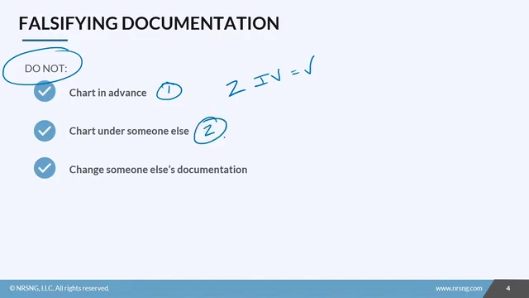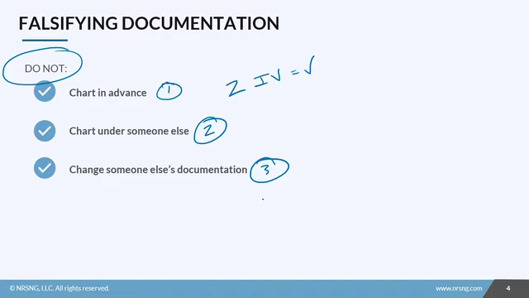The second thing that we're going to look at is charting under somebody else. You don't ever want to chart under someone else's login or their name. It's just misleading, saying that one nurse provided care when actually another one didn't. Just don't do it. The last thing that we're going to talk about is changing someone else's documentation.